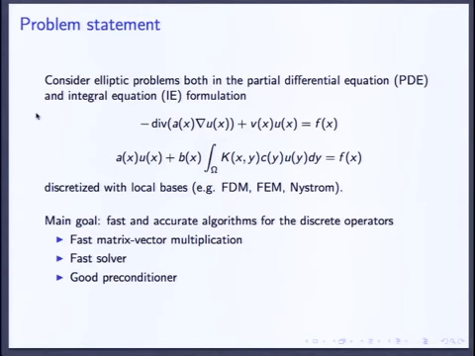And the second kind of problem is the integral formulation of these elliptic problems. For example, suppose you have a Laplace equation on a certain domain, you can transform this into an integral representation and solve the integral equation instead. I typically assume that all these equations are discretized by local basis functions like finite difference methods, finite element methods, and for example, Nystrom discretization and collocation discretization. I need them to be local in order for most of the things I'm going to say to make sense.